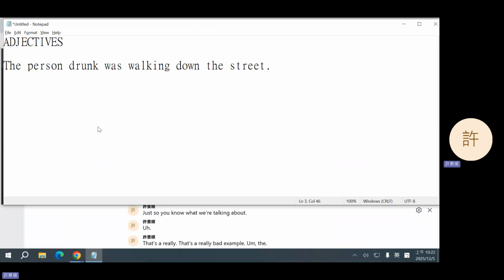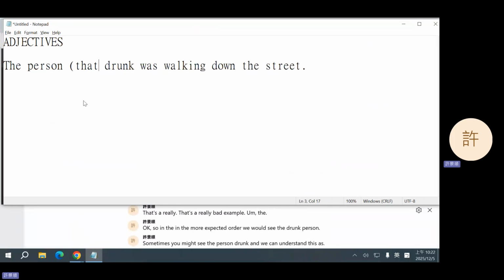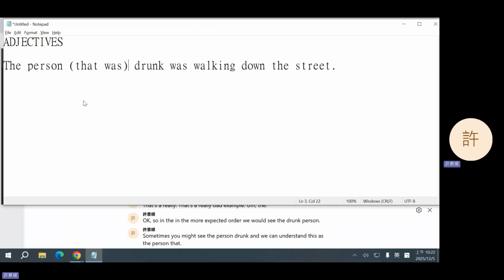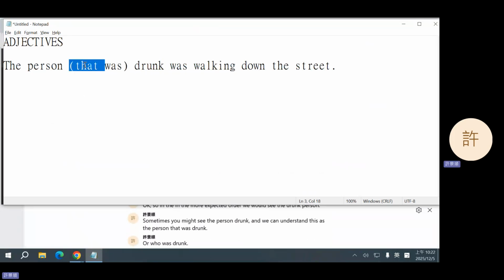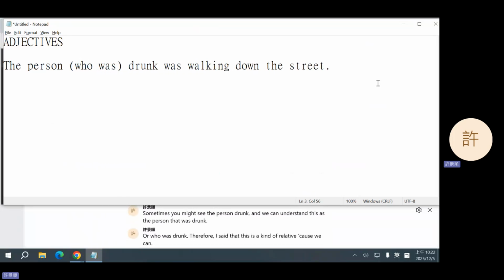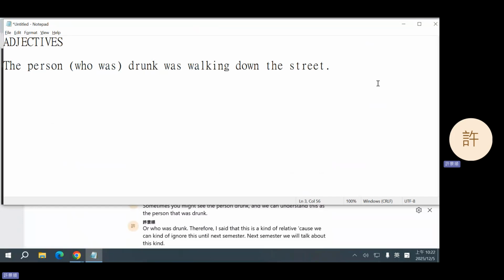Okay, so in the more expected order, we would see the drunk person. Sometimes you might see the person drunk, and we can understand this as the person that was drunk, or who was drunk. Therefore, I said that this is a kind of relative clause. We can kind of ignore this until next semester. Next semester, we will talk about this kind of sentence. But if you see something like this, this is why.